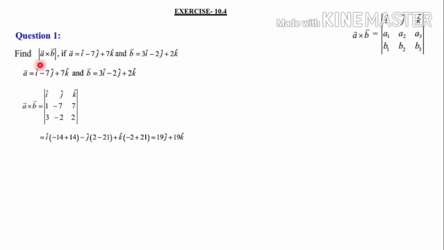Here find the modulus of A cross B. So we have to go for calculating its magnitude, that is modulus of A cross B is equal to root of x square plus y square plus z square. Here x coordinate is not there, y is there, z is there, so 19 and 19, so we will write it as 19 square plus 19 square, that is equal to root of 2 into 19 square. 19 will come out of the square root, inside the square root only root 2, so 19 root 2 is the answer. Next we shall discuss question number 2.